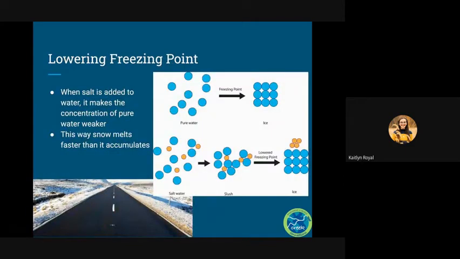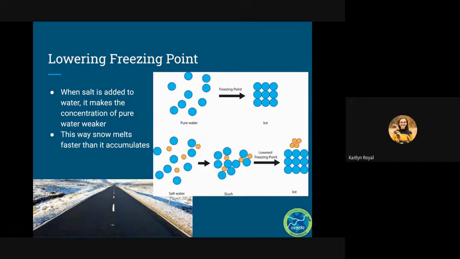Now that we understand how salt dissolves, we can look at how salt lowers the freezing point of water. When salt is added to water, it makes the concentration of pure water weaker. This way, the snow melts faster than it accumulates.